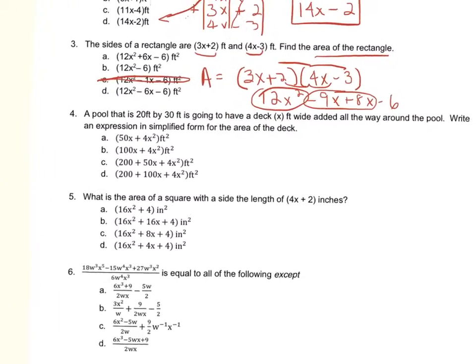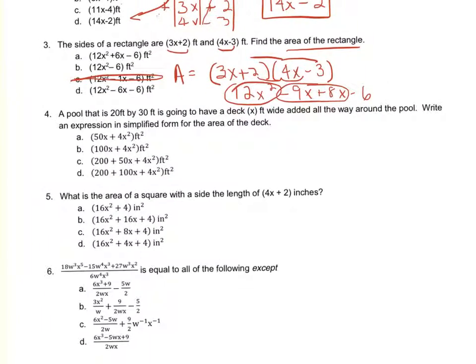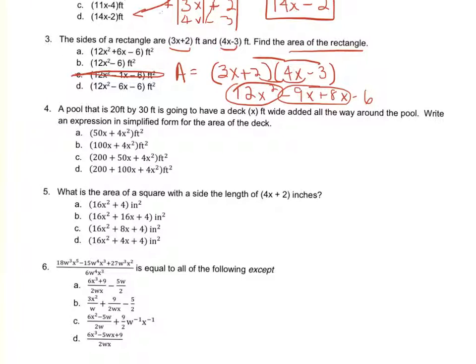Alright, let's move on here to number 4. Number 4, they tell us we have a swimming pool, and we're going to put a deck around it. So I'll let red be my swimming pool. Put my deck in a nice brown color. And they say this deck is going to be width x. So that's this distance here. Okay? And it's going to be that width all the way around.